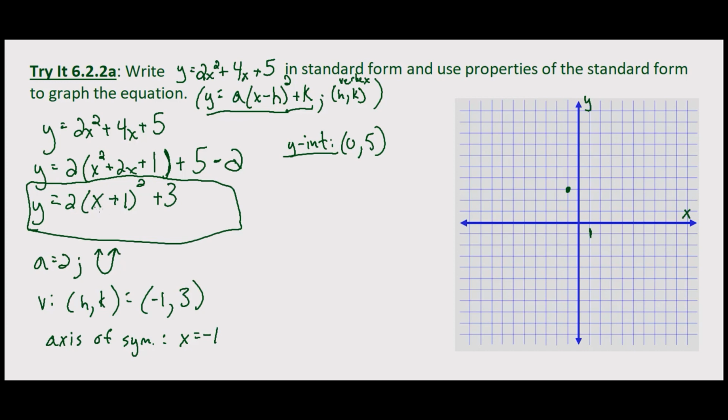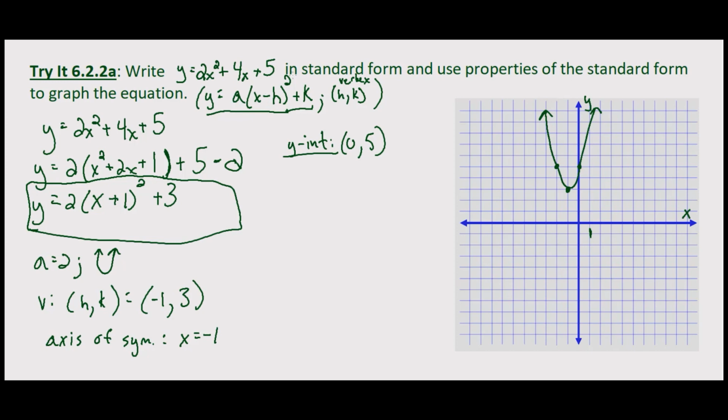We'll go ahead and plot that point as well. 0, 1, 2, 3, 4, 5. And then we also know that because of where the axis of symmetry is, we're also going to have a point on the opposite side of the axis of symmetry at the same height. So (negative 2, 5). We could go ahead and plot a few more points just to be sure, but we'll go ahead and connect the dots. Put arrows on the end to signify the end behavior. And there we have the graph of y equals 2x squared plus 4x plus 5.